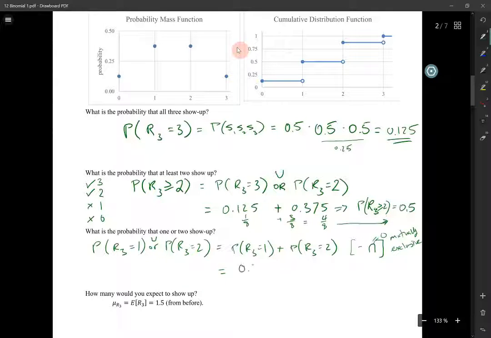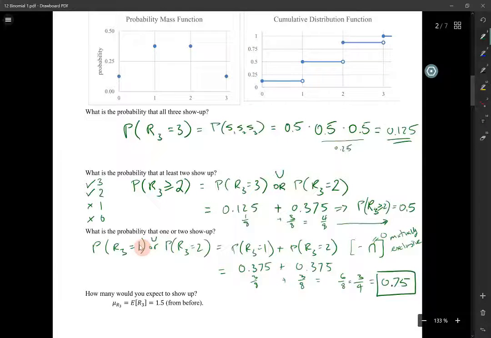So 0.375 plus 0.375. If you remember that this is actually 3/8, we're adding 3/8. So this gives us 6/8, which is the same as 3/4. So that's equal to 0.75. Maybe we'll put a box around that.